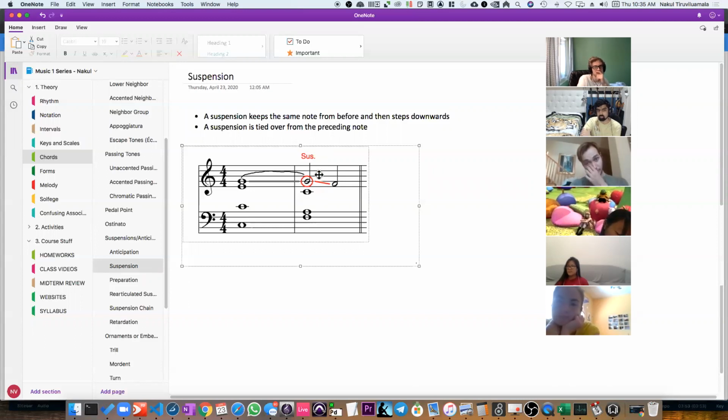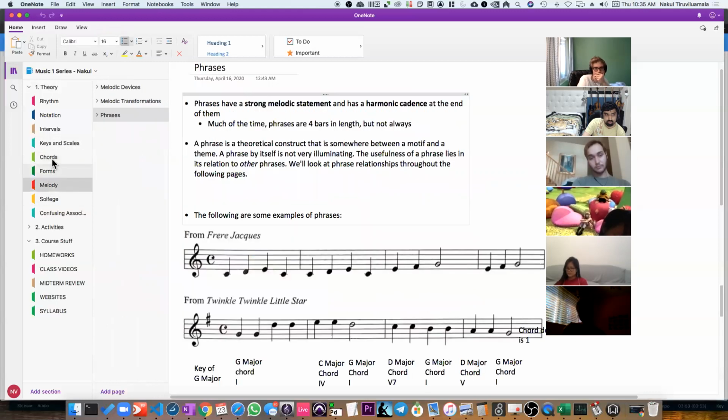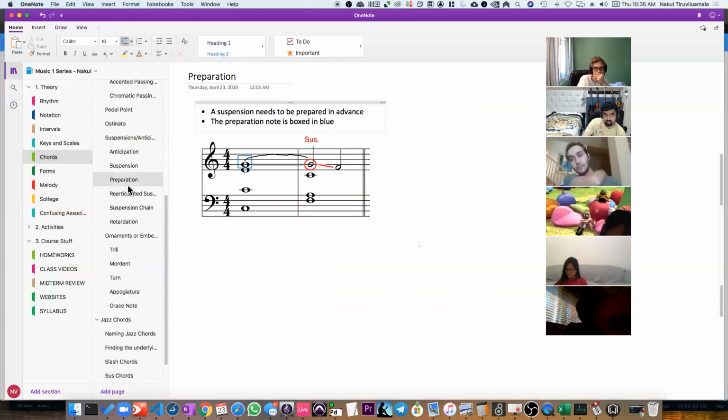We've talked about suspensions in other contexts, right? We've talked about them in terms of jazz chords and how basically there's this want for the non-snowman looking note to resolve to a note that's in the snowman. The idea though in classical music is that the suspended note is often prepared. That's what this preparation refers to. You usually don't have a suspension come out of nowhere. You have the suspended note prepared beforehand.